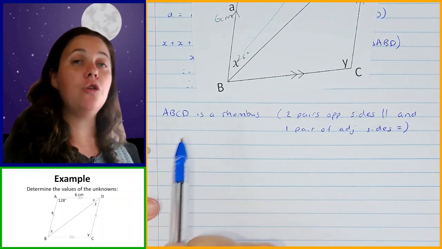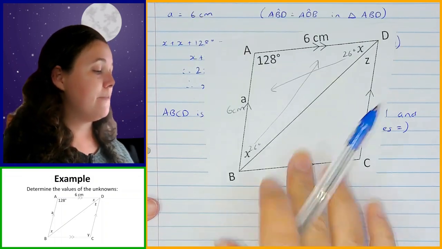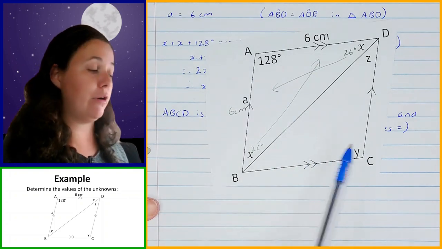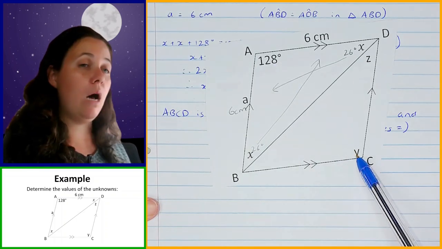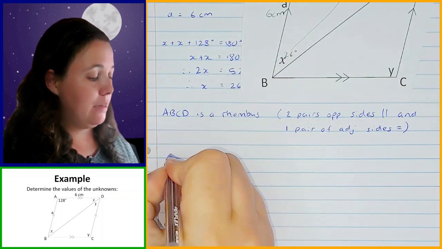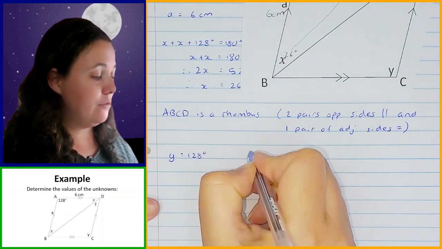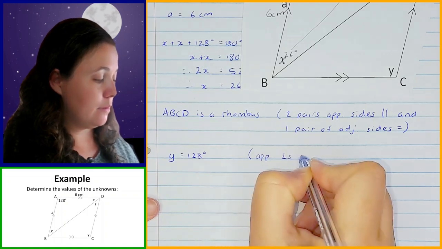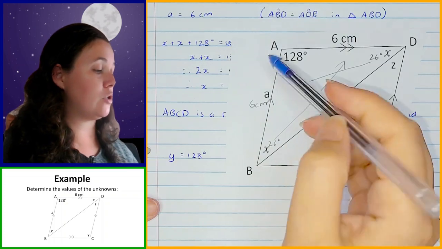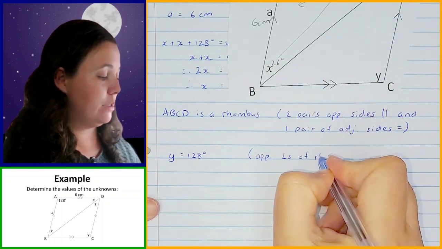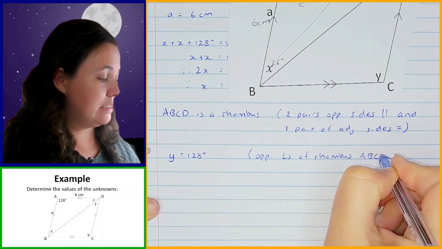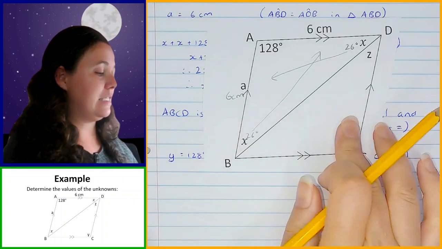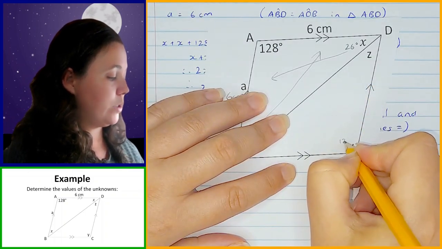And now because I know it's a rhombus, I can use the properties of a rhombus. In a rhombus, opposite angles are equal to each other, because a rhombus is a parallelogram, and that is one of the properties of a parallelogram. So my opposite angles will be equal. That means that y is equal to 128 degrees. So now I can say y equals 128 degrees, and my reason for that is because the opposite angles of a rhombus are equal. But I have to specify which rhombus I'm talking about. So it's rhombus ABCD. Opposite angles of rhombus ABCD are equal. So now I can go and fill that in on my diagram. So that is 128 degrees.